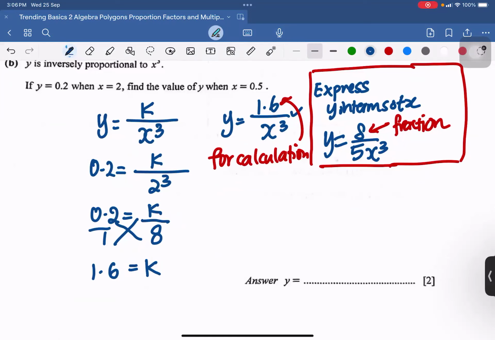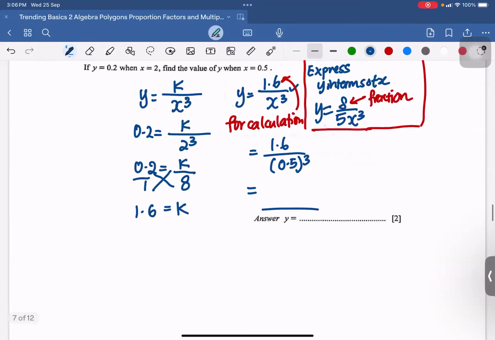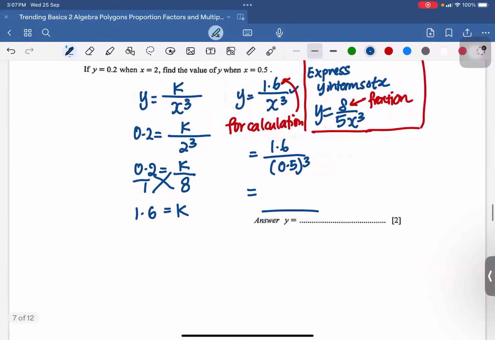Then now the question says, find the value of y when x equals to something. So I'll replace x with 0.5 cubed and I can get the answer. I'll leave you all to calculate the answer on your own. If you finish up the questions, you can let me know, then I'll check the answer or mark the worksheet for you. Is that okay?